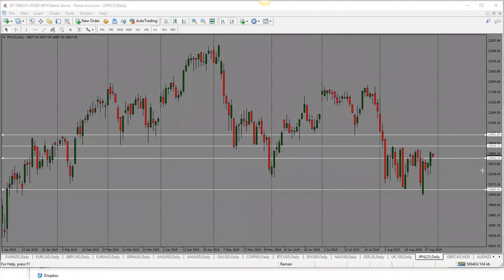So I would look for a pullback, potentially into 20,500, and then a further move higher here. So bias is bullish for Nikkei here.